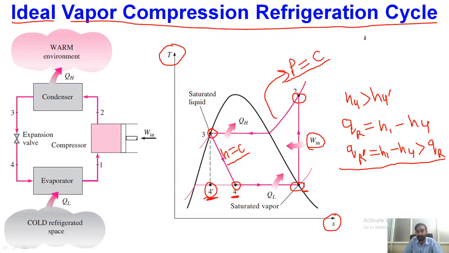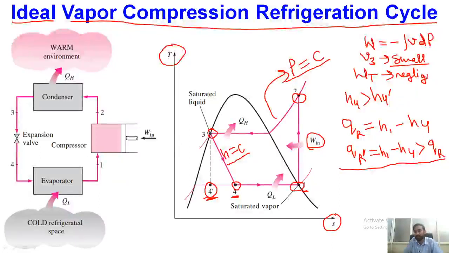The reason is that the turbine is an open system, and in an open system the work done is equal to minus the integral of V dP. Point number 3 is a saturated liquid, so its specific volume is very, very small. So whatever work output we could have got from the turbine would have been very small, or negligible.